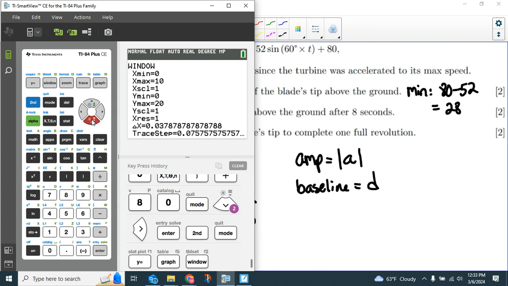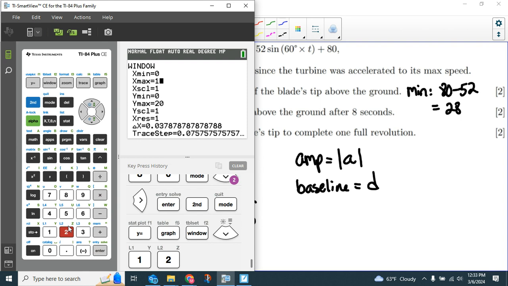X-min, of course, we don't care anything. 0. I don't know. I'm going to say 12. I know why I'm picking that, but you wouldn't. It's just because it's going to be 2 periods. All right. You can just play around with that. You can guess and check if you need.